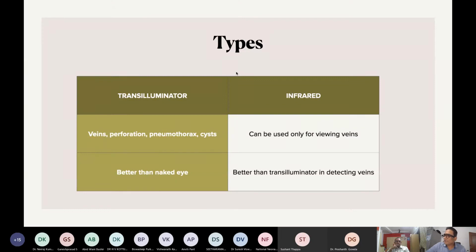Now, all this time I was talking about the transilluminator. So the transilluminator is the one which you can use to look for veins, for perforation, for pneumothorax, for cysts, and definitely it is better than the naked eye. Whereas there is something called an infrared vein viewer. This can be used only for viewing veins, and there is research to say that it's better than the transilluminator in detecting the veins. I will show you how an infrared vein viewer looks.